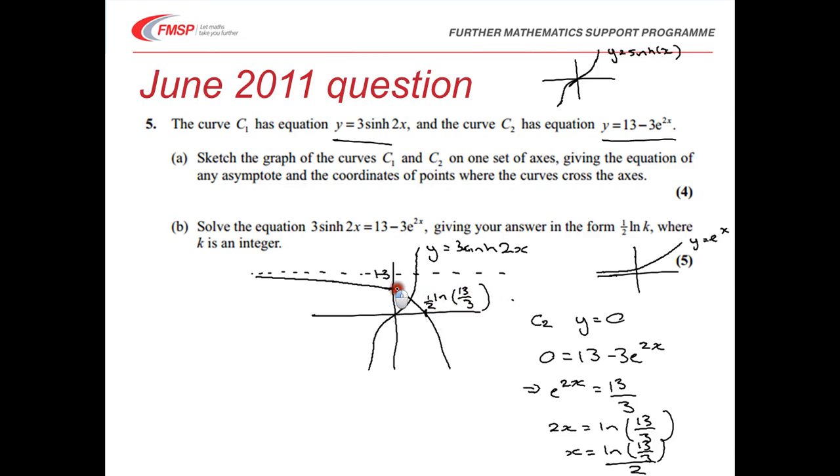And this value here is 10 on the y-axis, and this is the origin, of course. So we need to write down the coordinates of where everything happens here and the asymptote. So for C2 we've got horizontal asymptote y equals 13, we've got intercepts at 0, 10 and a half log 13 over 3, 0. And then for C1 we've got no asymptotes, but we've got it cutting the x and y axis at the origin.